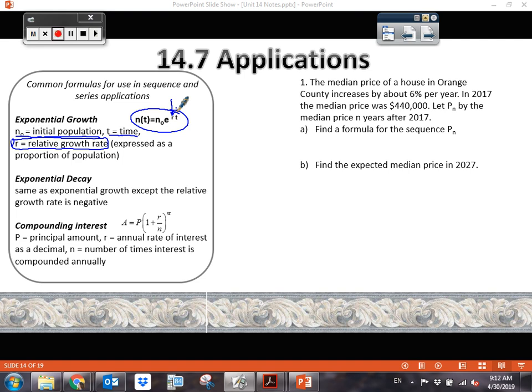The same exact formula can be used for exponential decay. The only difference is that the relative growth rate would be negative on a decay one. That's really the only difference. So it's the same formula.